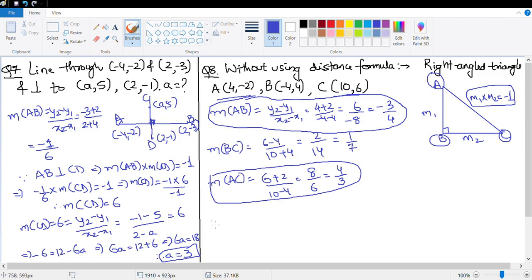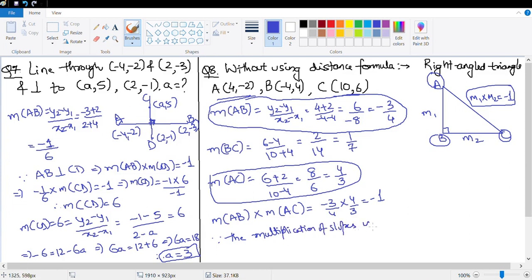So let's try. The slope of AB multiplied with the slope of AC gives me -3 by 4 into 4 by 3, which is equal to -1. Since the multiplication of slopes is -1, therefore AB is perpendicular to AC.